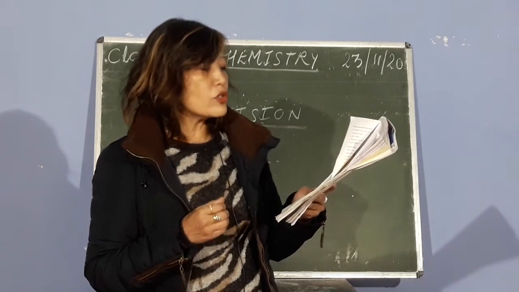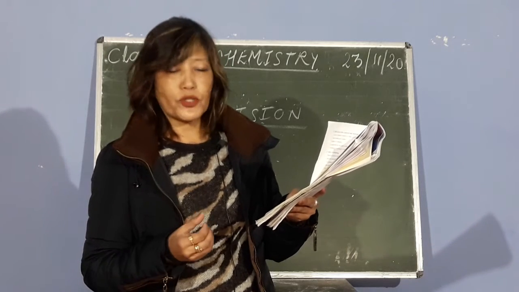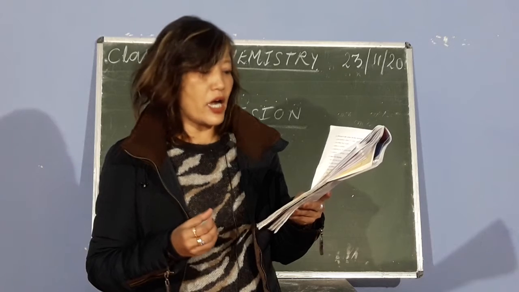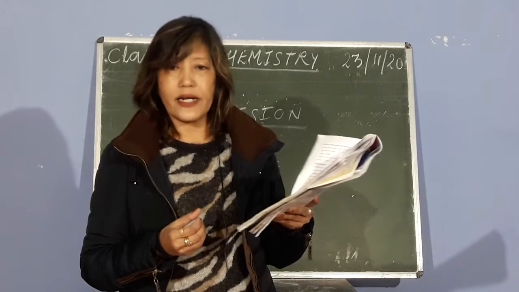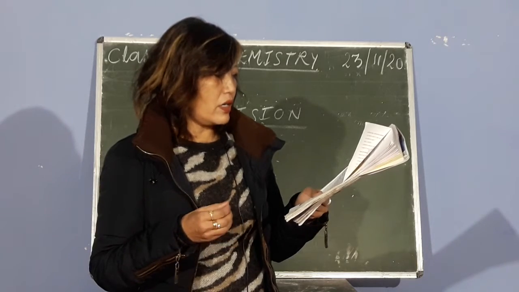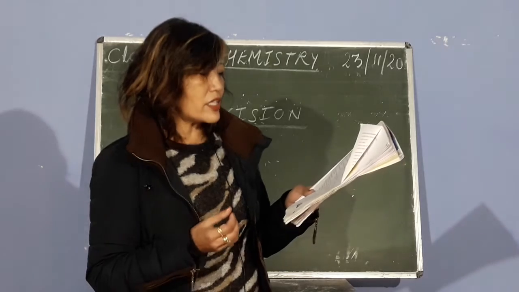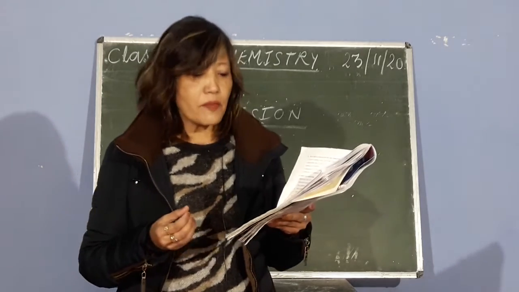Then number 2, which of the following is a non-metal? The options are silver, iodine, copper and iron. And the answer is non-metal. The answer is iodine. Like silver, copper and iron, they all are metal.